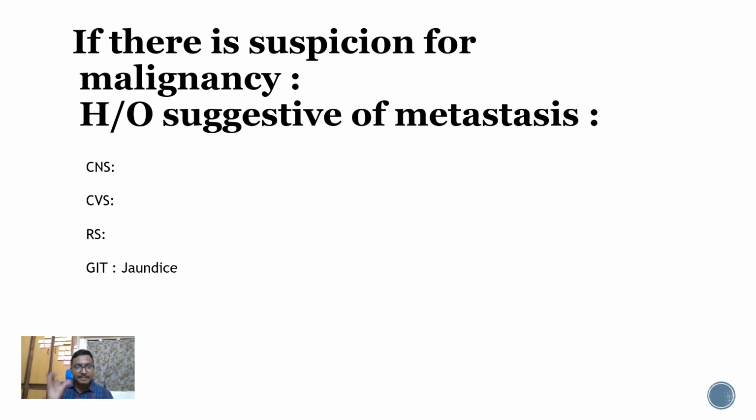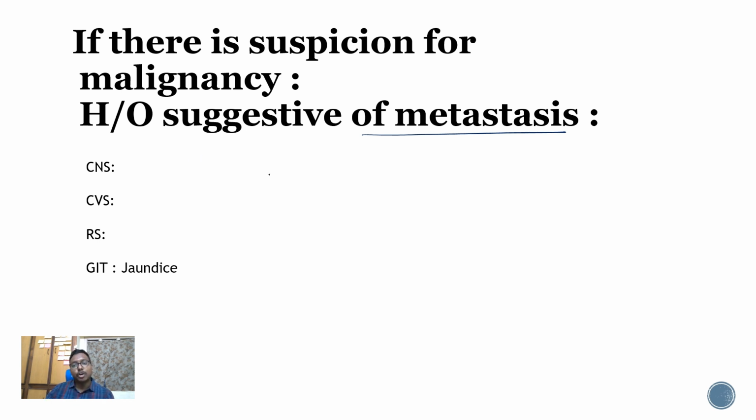So whenever there is a suspicion for malignancy, I told you one of the important complications we have is malignant transformation. Whenever there is suspicion for malignancy, means patient is having a rapid increase in size of the swelling, or whenever there is history suggestive of facial nerve involvement, or there is loss of appetite and loss of weight, then you need to ask the history which is related to metastasis. So mainly metastasis from the parotid tumor will be to lungs, bone, or lymph nodes. So regarding that, systemic involvement we need to ask whenever it goes to brain and all.